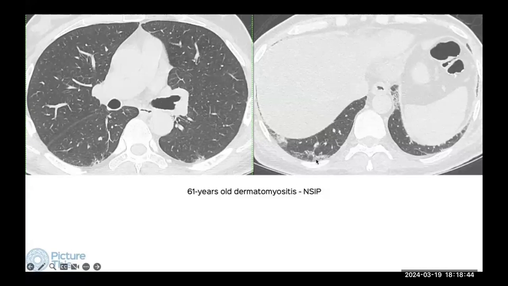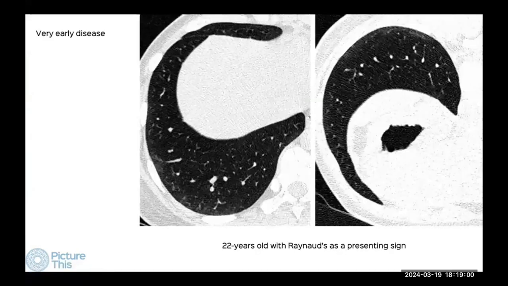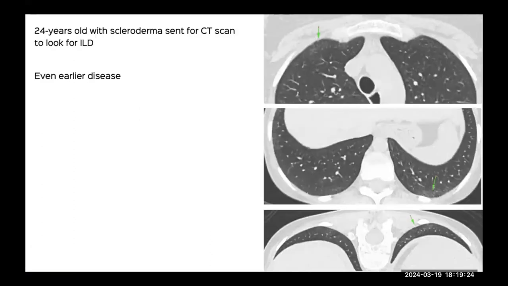NSIP can be patchy, and as I said, you don't always have subpleural sparing. This is a patient with dermatomyositis and mild NSIP, but here is another patient with full-blown NSIP. You see subpleural sparing here, and again, this patient has scleroderma. Very early disease is best appreciated on prone images, where you can confirm that these subtle reticular opacities are really present and do not represent gravity-dependent densities, as in this 22-year-old with Raynaud's. This is almost a 20-year-old scan, and was probably one of the first patients where we picked up this early disease. And then we had a patient recently where the CT was done to see if there is interstitial lung disease.